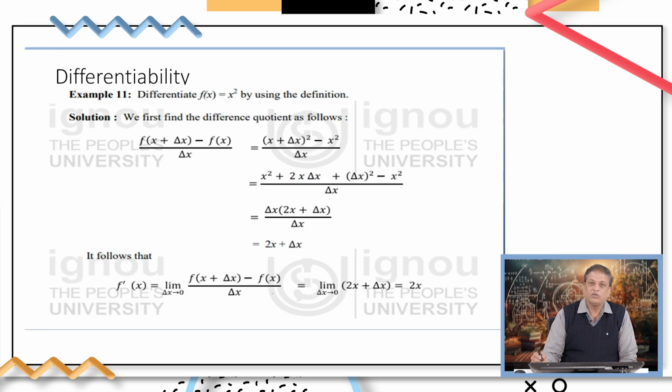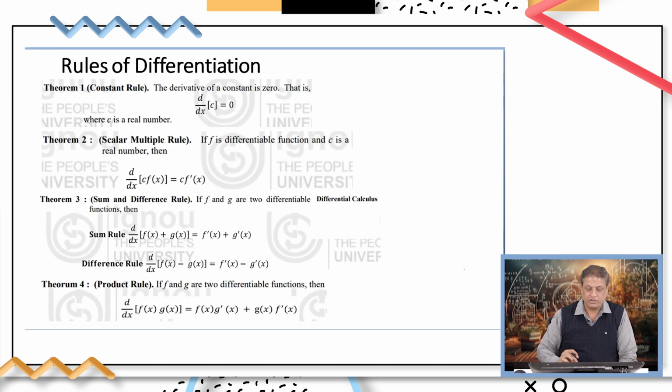We solved several numericals using the fundamental definition of differentiation, that is limit delta x tends to 0 of f of x plus delta x minus f of x upon delta x, and we found how to use the concept of limits to find the differentiation by the first principle, which is nothing but d dx of f x.